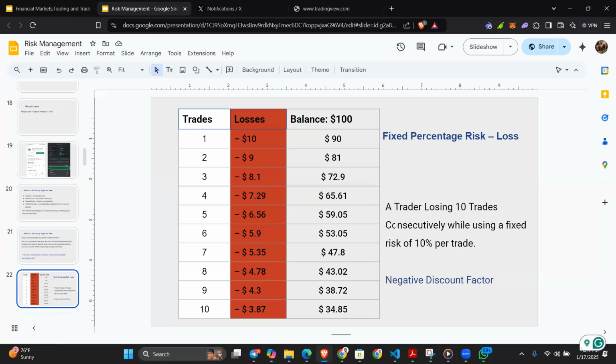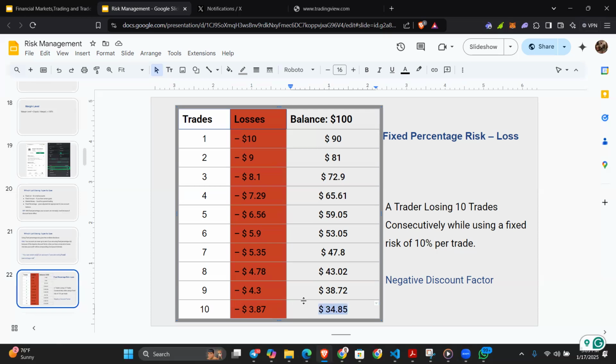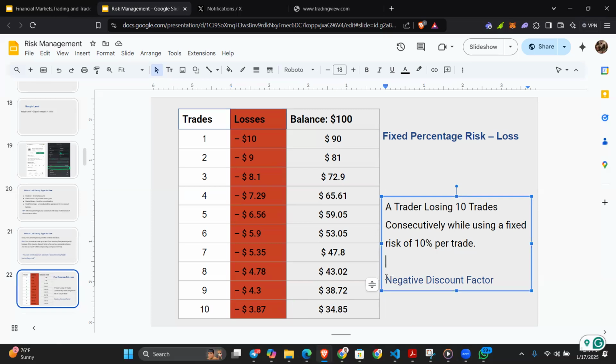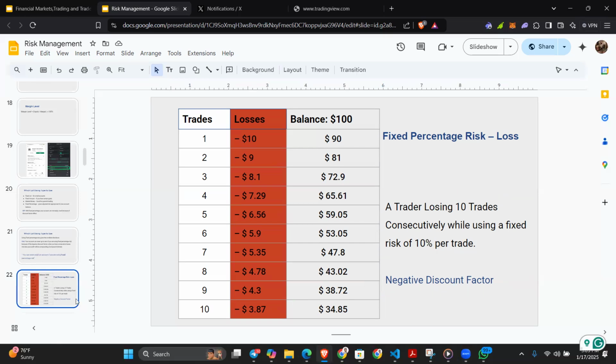So this trader is losing 10% per trade for 10 trades. And after the 10 trades, he couldn't crash this $100. So he still has like $34.85 left. So when you are using fixed percentage, when you are losing, it works on what we call a negative discount factor. So this is when you are on a losing trade.